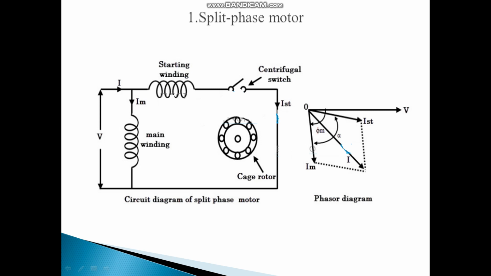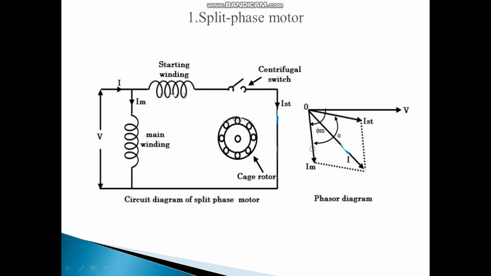And here a phasor diagram is shown. V is the reference voltage, and it is applied across the motor. The starting winding is resistive in nature, so the starting winding current is nearly in phase with the voltage. The main winding is highly inductive in nature, so the current through the main winding lags the voltage by 90 degrees.